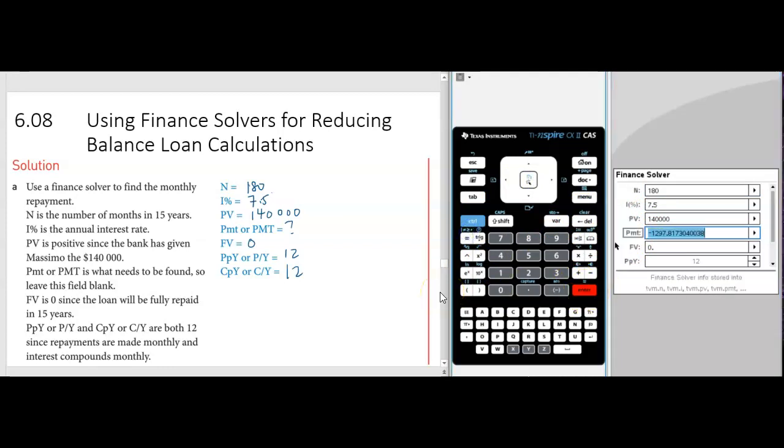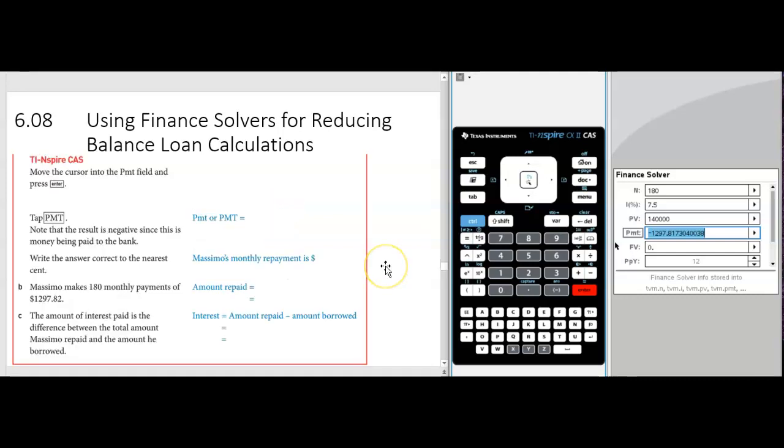So the value is negative. Why is it negative? Because it's money that you have to pay to the bank, right? Massimo has to pay to the bank. Money out of his pocket. 1297.82. Okay, do remember after that your answer cannot be left negative, it becomes 1297.82. Dollar and cent, leave it to 2 decimals unless they ask you to do the rounding.